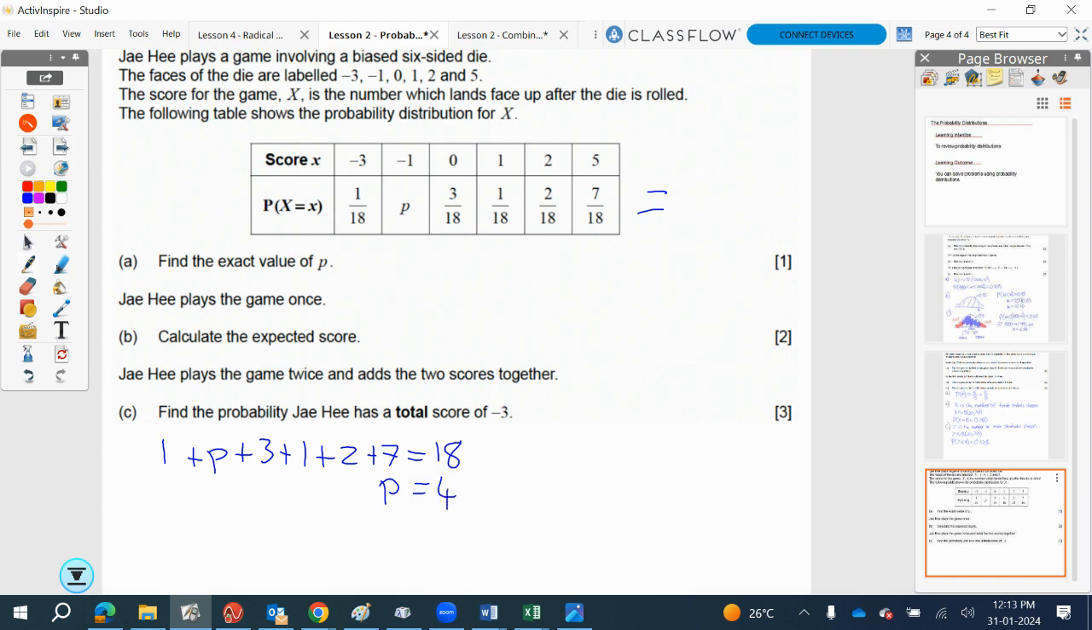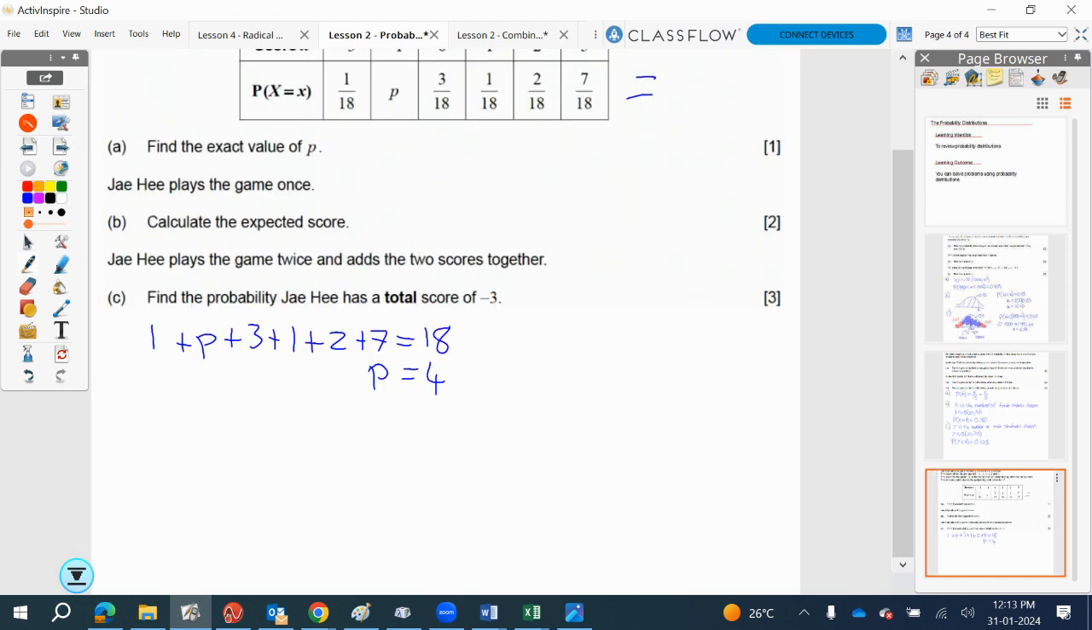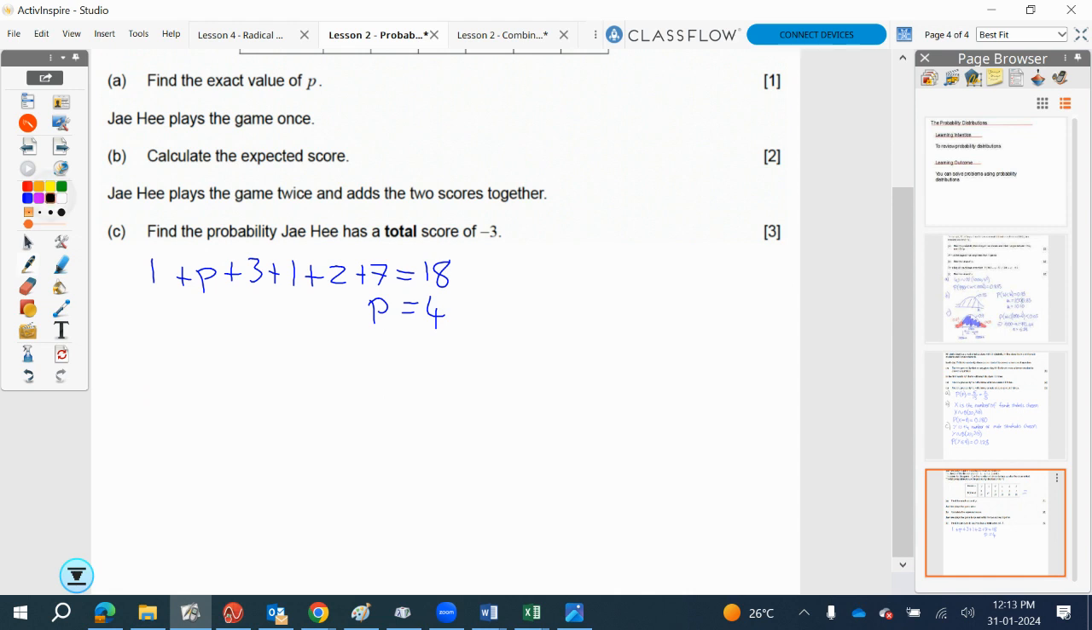Right, that bit was good. Next, calculating the expected score. It looked good here. Most of you have the formula for this one, but found it tiresome to type it into the calculator. The expectation of x, I'll write the formula out.